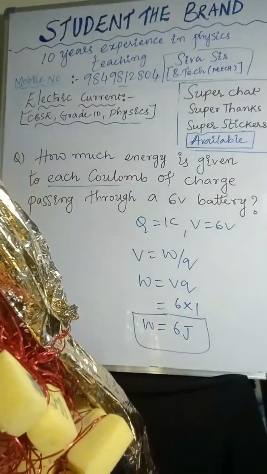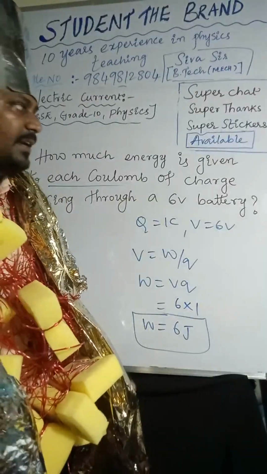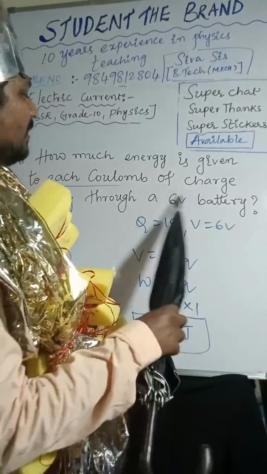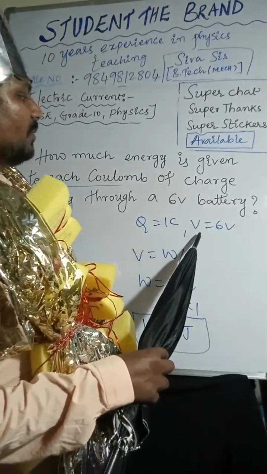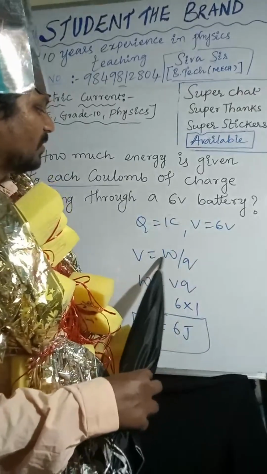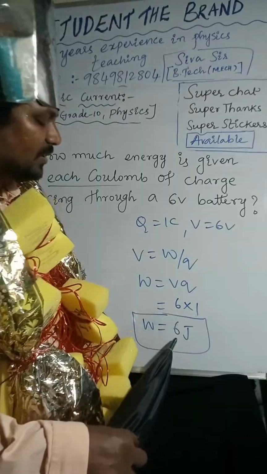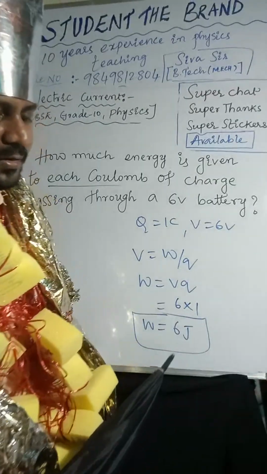So you can see here, how much energy is given to each coulomb of charge passing through a 6 volts battery. So charge is 1 coulomb, potential difference is given. So V equal to W by Q, W equal to V into Q. V is 6, Q is 1, so 6 joule. Answer is 6 joule.